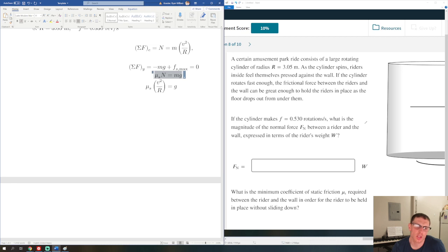And you should see that the normal force is basically just going to work out to be 1 over the coefficient of friction times the person's weight. So this factor here essentially is just going to be 1 over the coefficient, if I'm not mistaken.